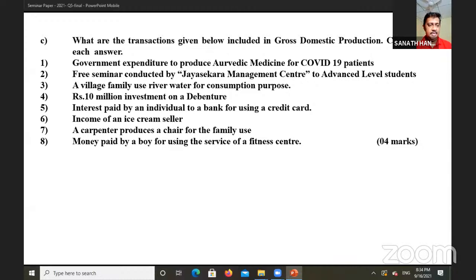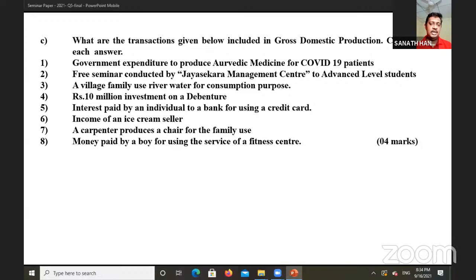You want to answer a debenture investment. Yes, no, yes.